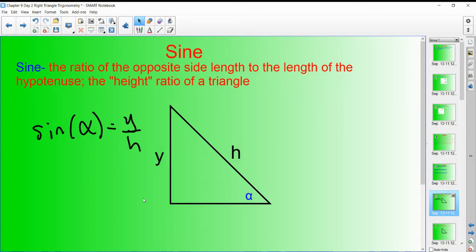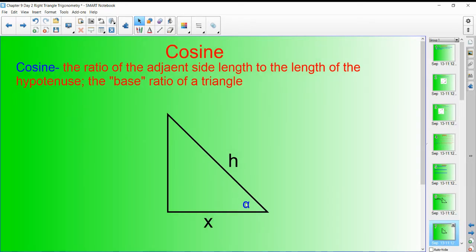Now cosine, still looking at alpha, is the base ratio. So it's the adjacent over the hypotenuse. So cosine of alpha equals x over h. And once again, I'm using x specifically because x is a horizontal distance and h is my hypotenuse.